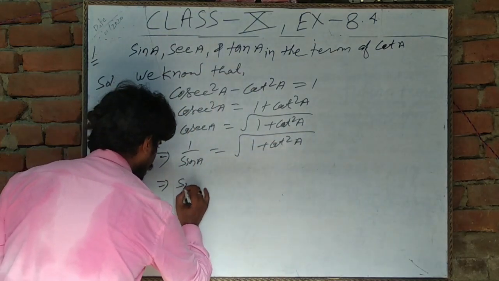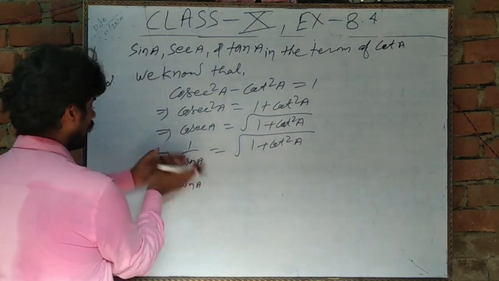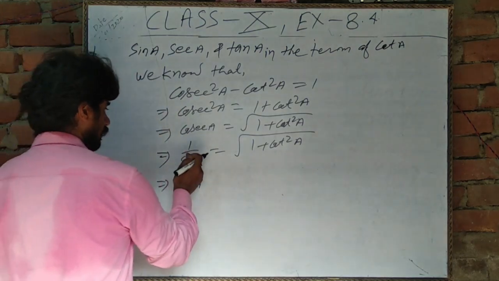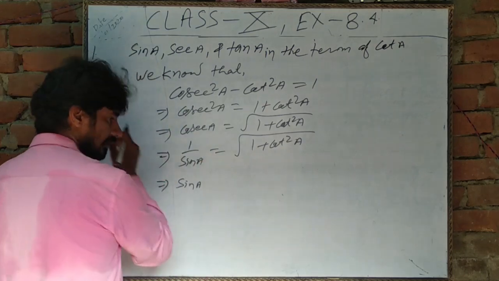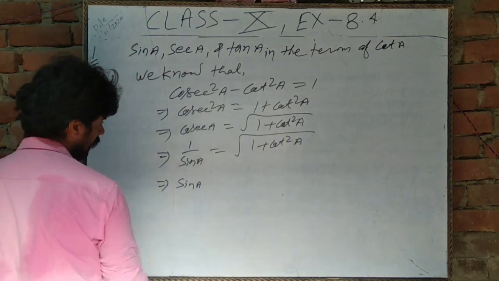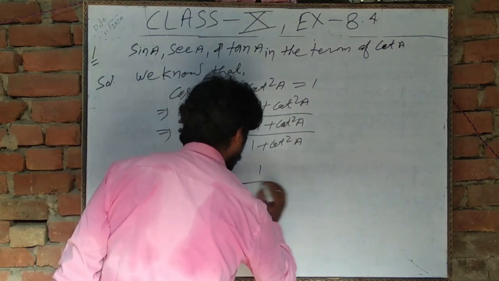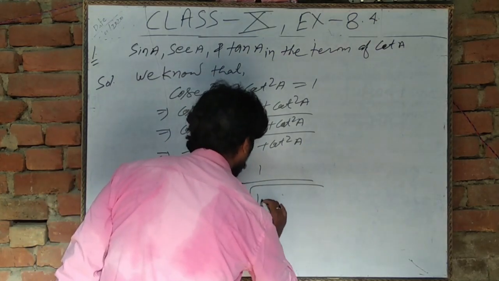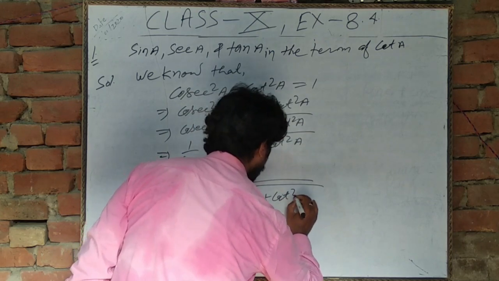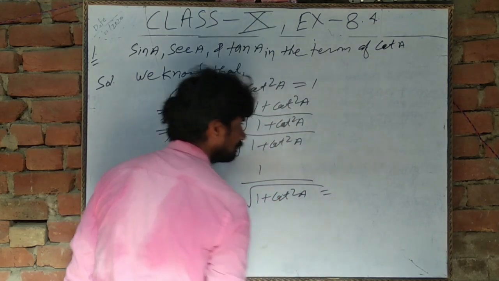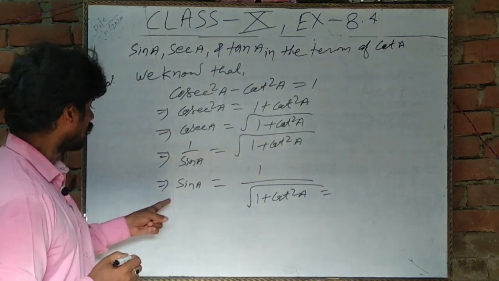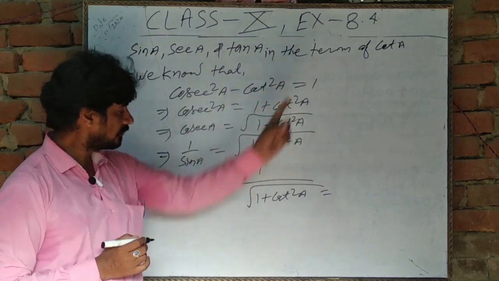That means sin A is equal to, here we have changed the lower part and upper part, so that side also we will change. That means 1 by under root 1 plus cot square A. It's our result of sin A in terms of cot A.